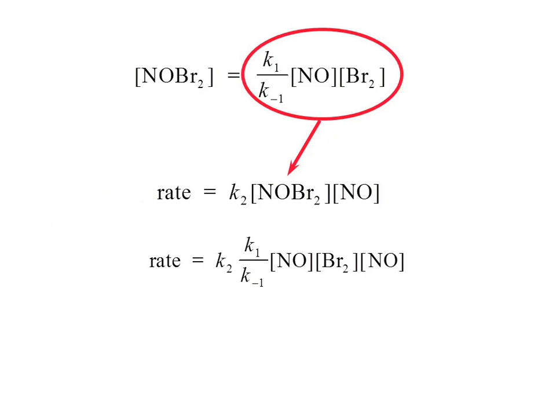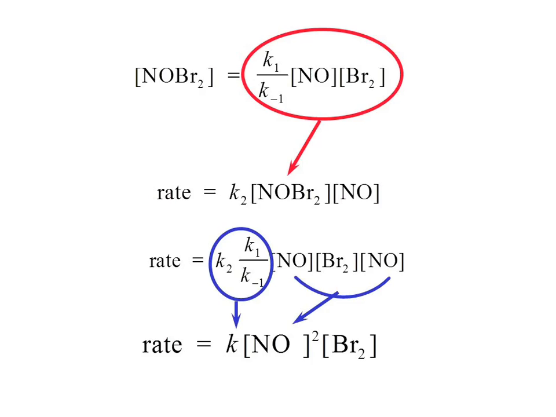So it looks a little funky, a little messy maybe even. Kind of bring the K's together. The K1 over K minus 1 is along for the ride. We already had a K2 there because of the rate determining step, that second elementary step. Kind of combine those. We're going to put them all into one K here in a minute. But notice we then have the NOBr2 from that and the NO from this one. Does that make sense? And of course, you probably recognize we have two NO terms, so we can go ahead and square that, combine those.